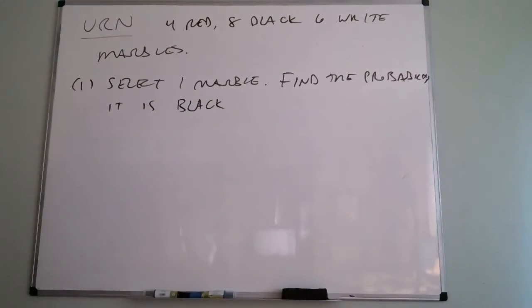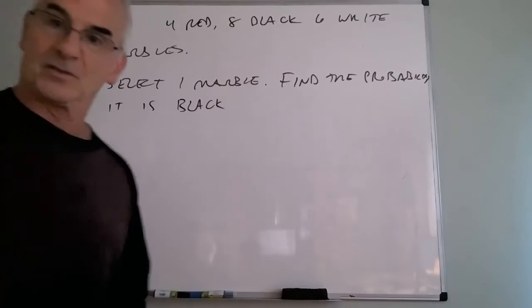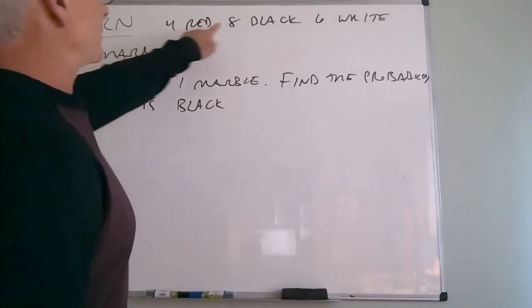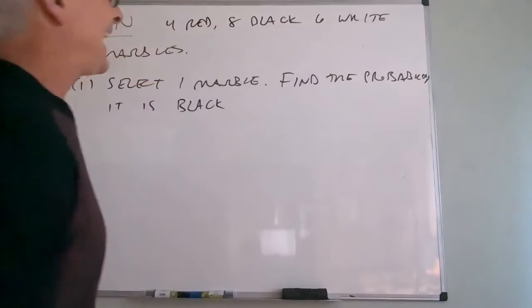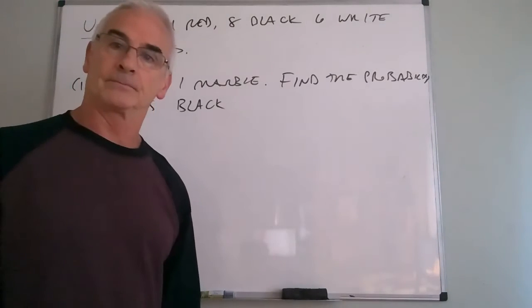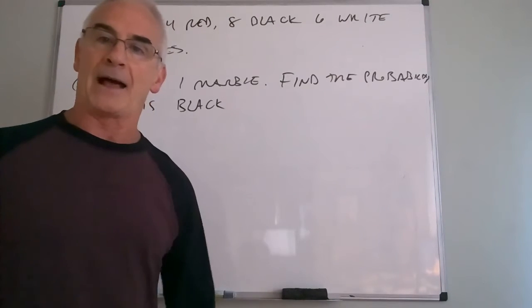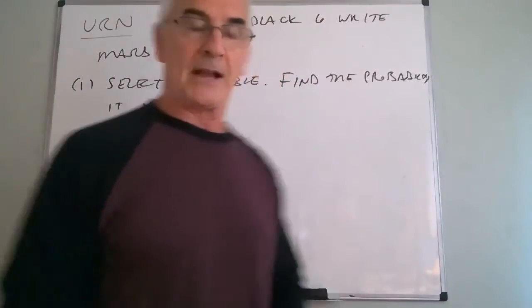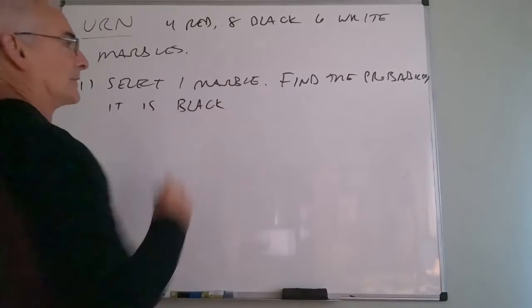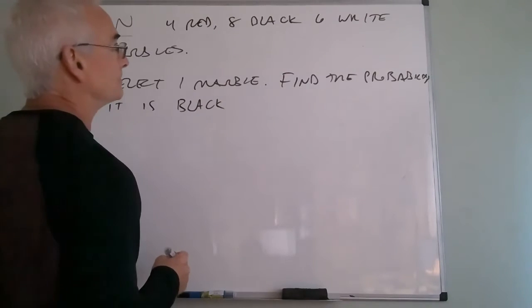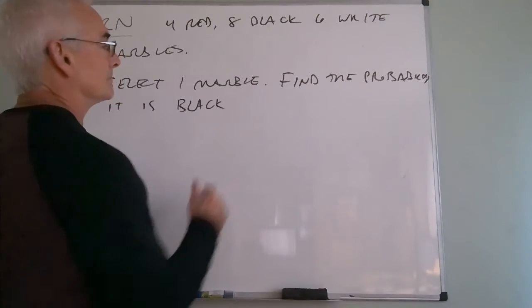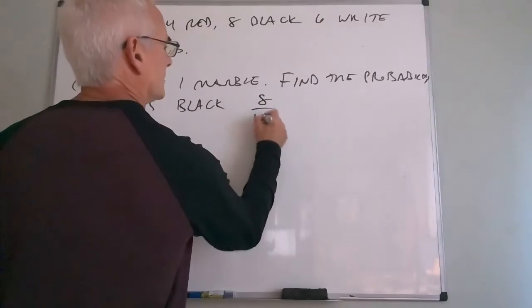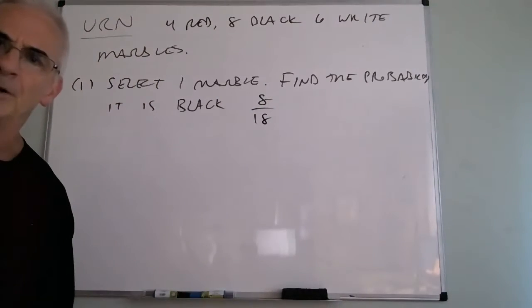Okay, this is trivial. So how do I do this? Well, my sample space consists of how many things? My sample space consists of 18 marbles. 8 of them are black. I can't see the marbles, they're all mixed around. So when I reach in and I pull it out, what would be the probability? Anybody want to try? 8 over 18. 8 over 18, yeah. That's supposed to be simple.